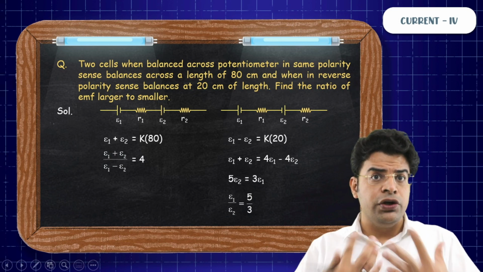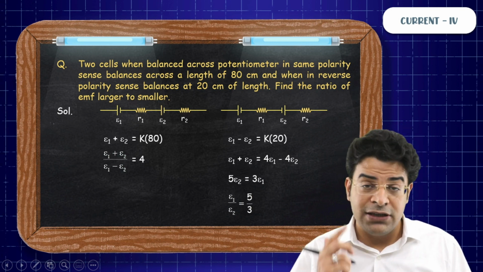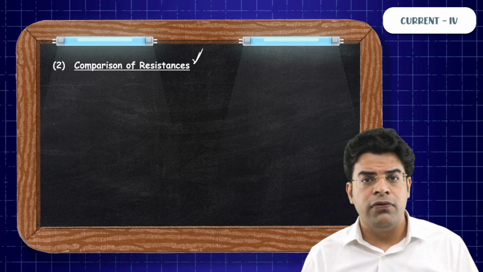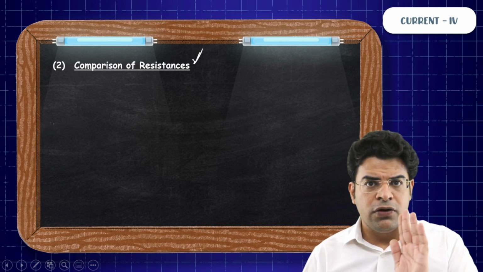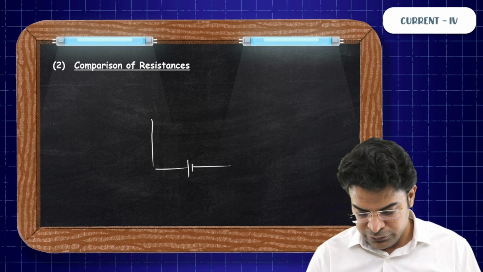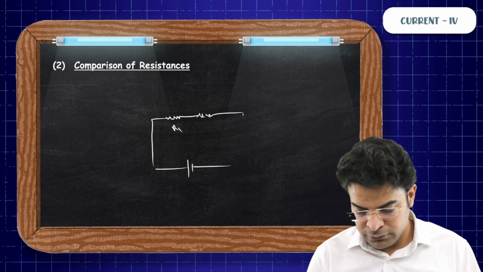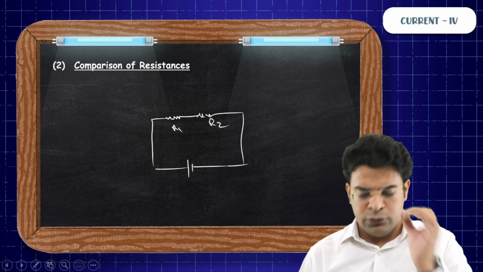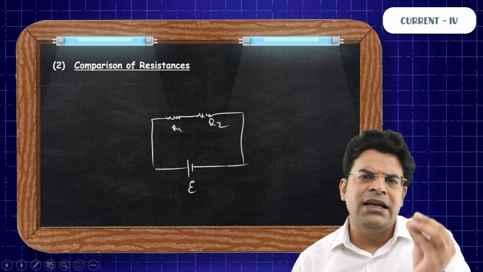Now, how do we use a potentiometer to compare two resistances? Let's understand this now. So, comparison of resistances for two resistors. Now first of all, understand this. If you have got, let's say, two resistors, R1 and R2, and you have connected them to a cell, assume that this cell is ideal.